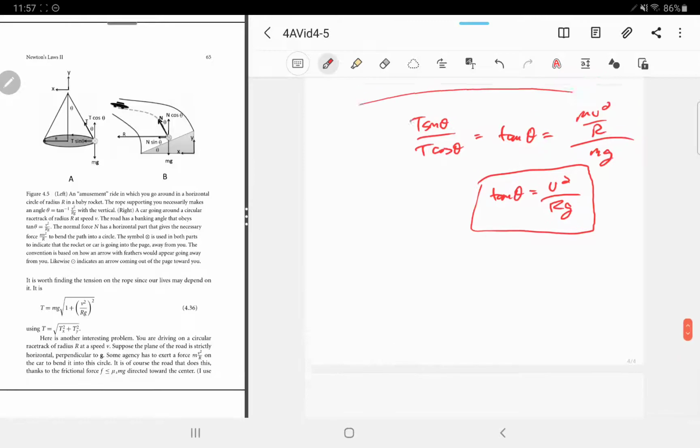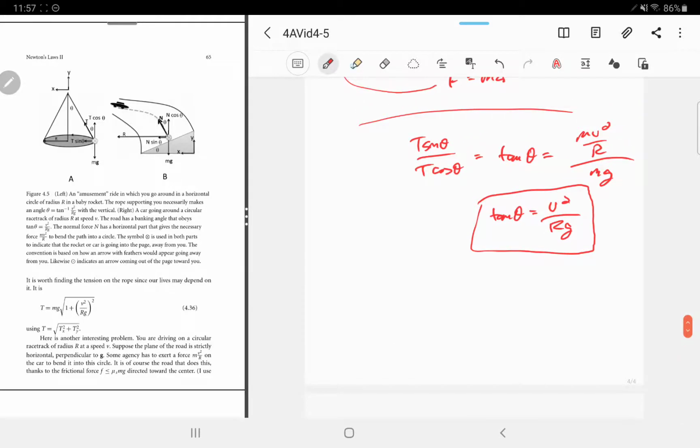Okay, the second problem in your textbook, so the example 2, has to do with a car that's on a ramp. Now, I'm viewing the car from the back. So the car is going into the page, into the screen.